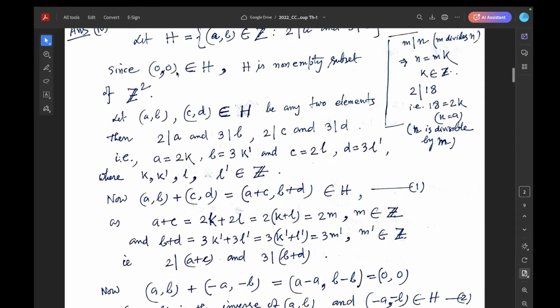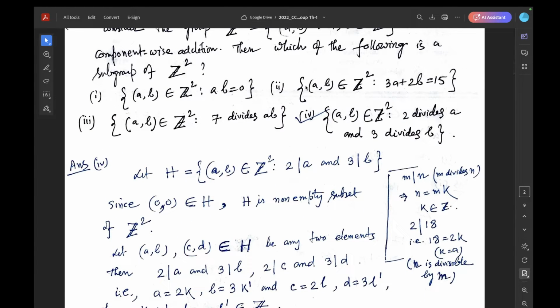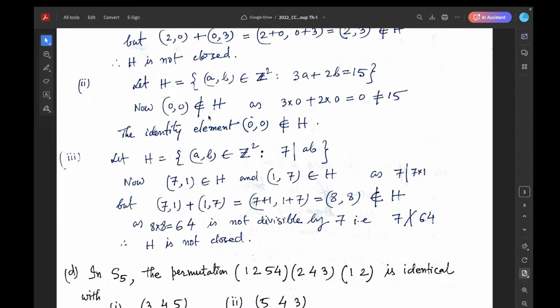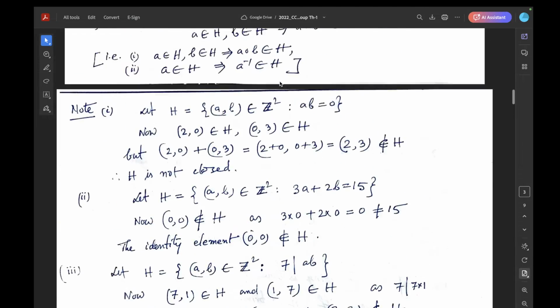Next, option 2. The set (a, b) belongs to Z2 such that 3a plus 2b equal to 15. For this, (0, 0) does not belong to H, as 3 into 0 plus 2 into 0 equal to 0, not equal to 15. So the identity element does not belong to H. So this H cannot form a subgroup of Z2.